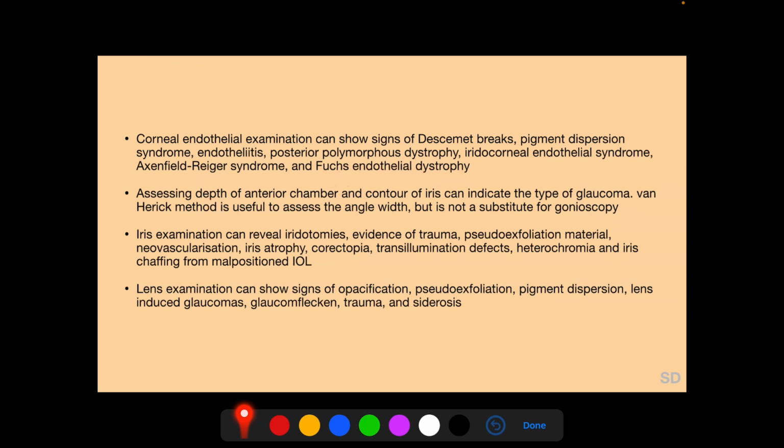Assessing depth of the anterior chamber and contour of the iris can indicate the type of glaucoma. The Van Herrick method is useful to assess the angle width but is not a substitute for gonioscopy. Iris examination can reveal iridotomies, evidence of trauma, pseudoexfoliation material around the pupillary margin, neovascularization, iris atrophy, corectopia, transillumination defects of the iris, heterochromia, and iris chafing from malpositioned intraocular lenses. Lens examination can show signs of opacification, pseudoexfoliation, pigment dispersion, lens-induced glaucomas, glaucomflecken, trauma, and siderosis.